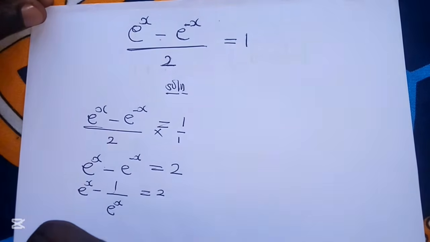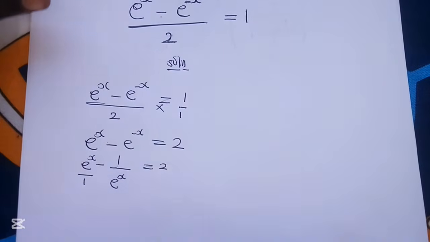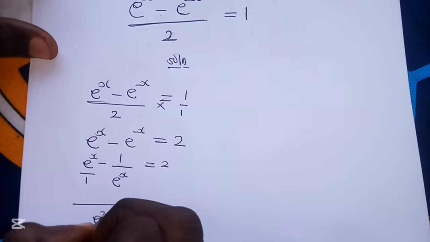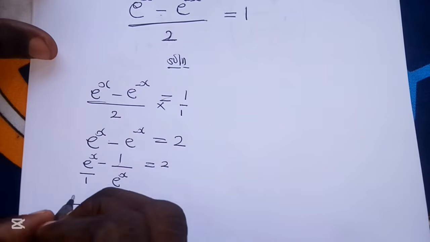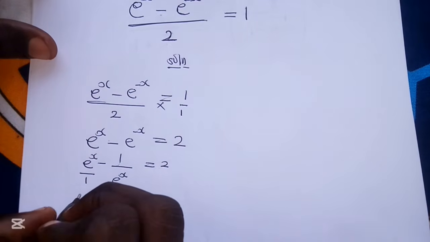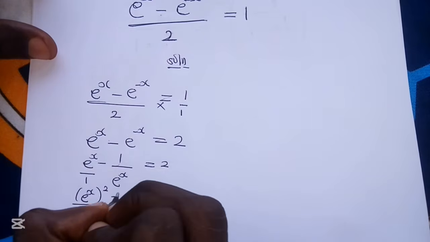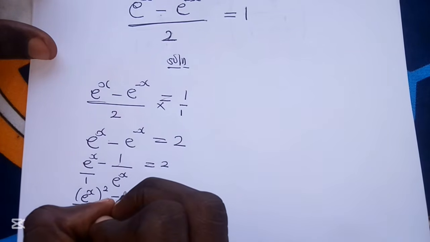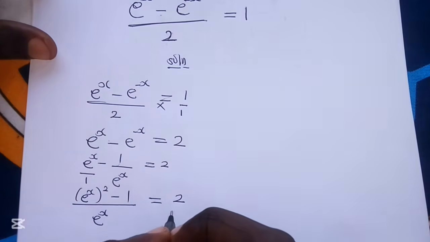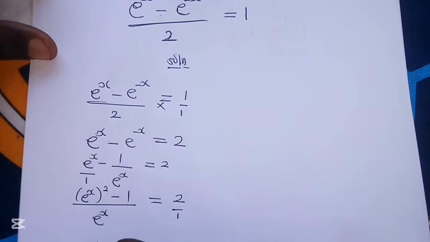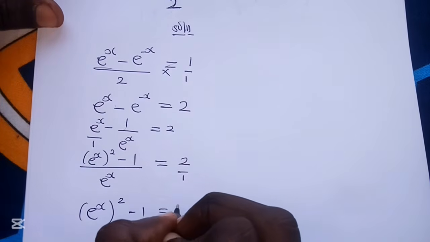Now we divide it by 1, and we find our LCM right away. Our LCM here becomes e raised to the power x. Then 1 into e raised to the power x gives you e raised to the power x squared, then minus 1 times, and everything becomes 2 times e raised to the power x. Now from this point we cross multiply again. Now we have e raised to the power x squared, then minus 1 is equal to 2 e raised to the power x.